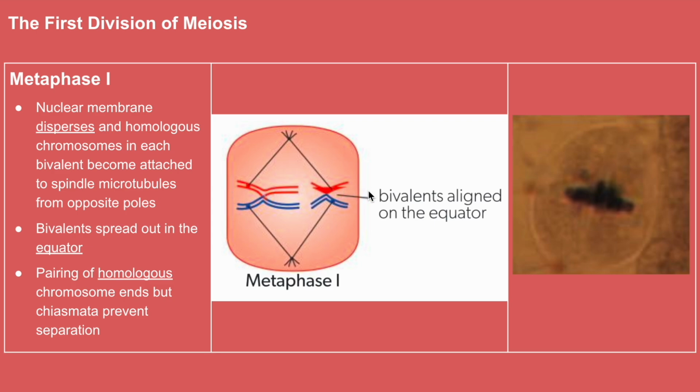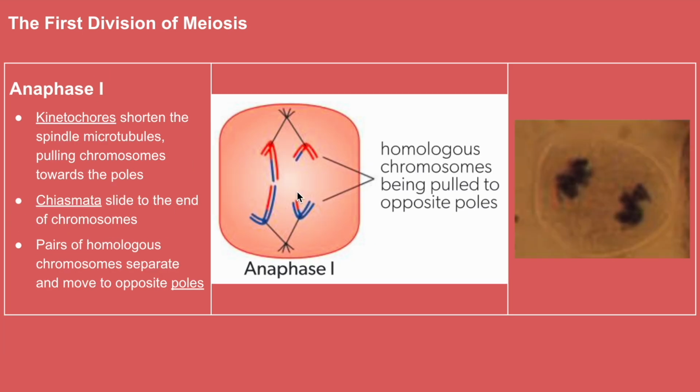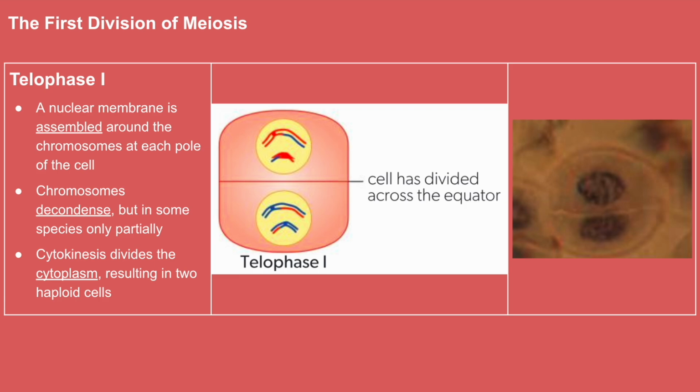Our homologous chromosomes line up along the equator. Okay, and we're going to see now that in anaphase 1, they move away from each other. So these paired homologous chromosomes separate. You can see here that crossing over has occurred in both bivalents. This again is driven by those kinetochores that are shortening those microtubules. Okay, the chiasmata slide to the end of chromosomes. The chiasmata, remember, are where those homologous chromosomes were joined.